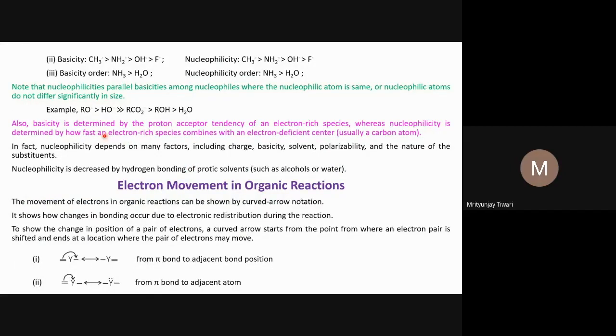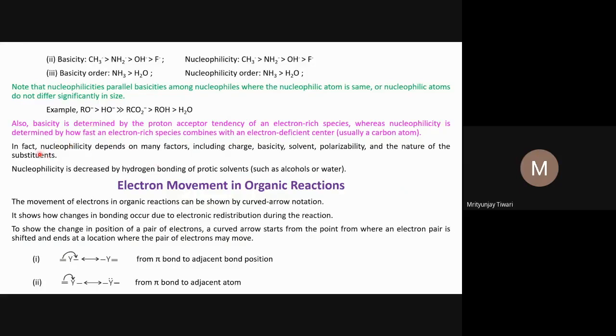So basicity is determined by the proton acceptor tendency of an electron rich species, whereas nucleophilicity is determined by how fast an electron rich species combines with an electron deficient center. This electron deficient center usually is a carbon atom, and proton acceptor tendency means the bases provide their electron pair to the H plus ion, the proton, and nucleophiles provide their lone pair of electrons usually to a carbon atom. So this is another difference between nucleophiles and bases.